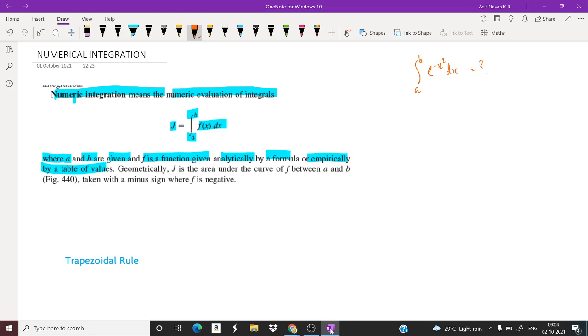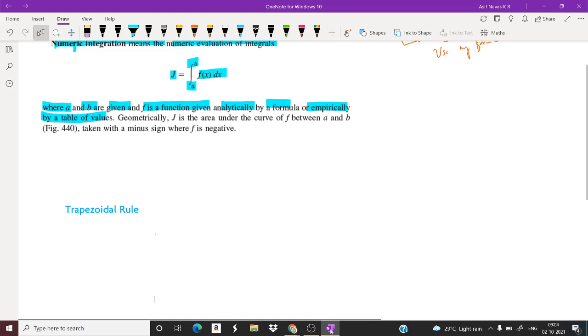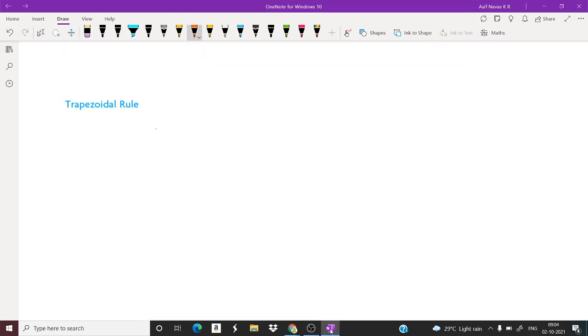There is no antiderivative for this function, so we cannot use any formula for finding the integral of this function. So the only method is to use numerical techniques. One of the methods to find numerical integration is the trapezoidal rule. So let me discuss what the trapezoidal rule is.